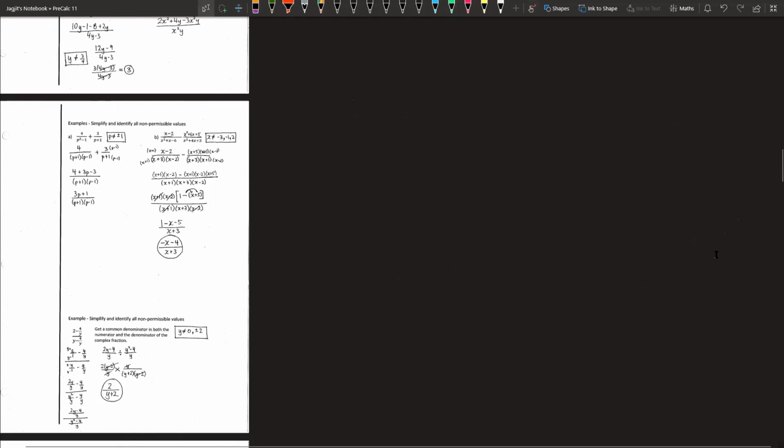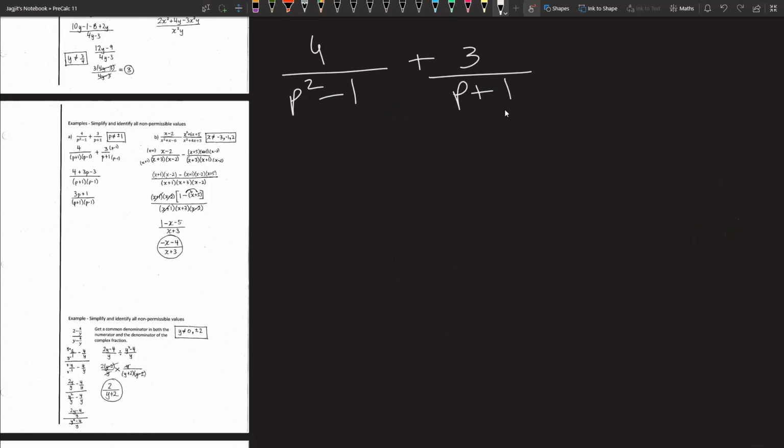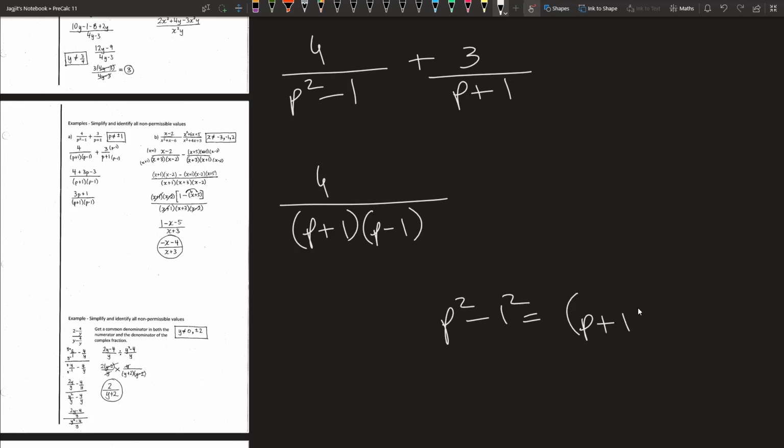Let's have a look at a few more questions. Next up, we have 4 over p squared minus 1 plus 3 over p plus 1. Okay, we want to simplify them, and obviously we want to write the non-permissible. I see we got p squared minus 1. Using difference of squares, you can factor this as p plus 1 times p minus 1. Right? Because p squared minus 1 is just p squared minus 1 squared, which is just going to be p plus 1 times p minus 1. Quite simple.